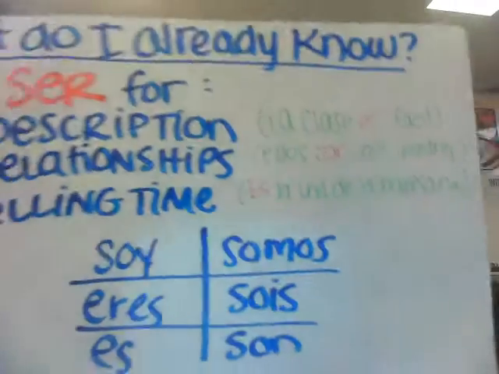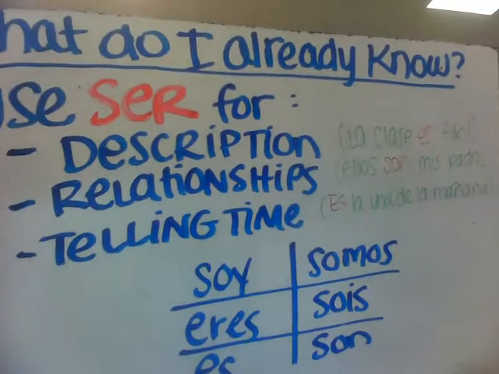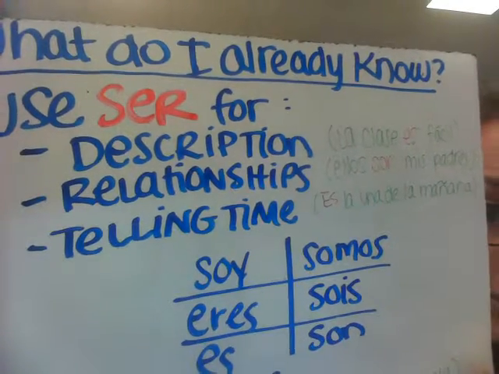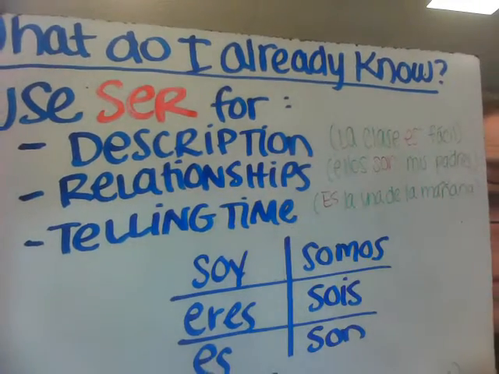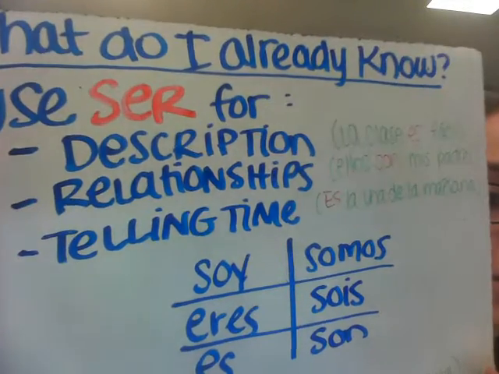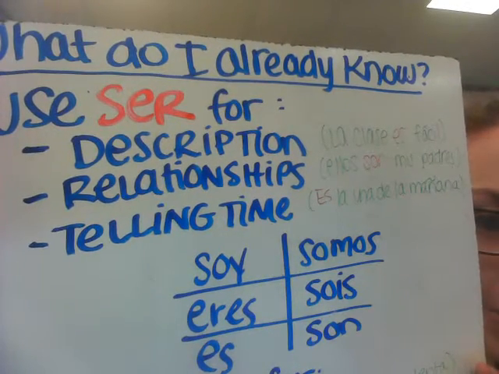Starting with ser. Okay, what do I use ser for? We already know that we use ser for description, like la clase es fácil. Okay, for the class is easy. We also use it for relationships, like when I talk about who's in my family, like ellos son mis primos. Or I think that says padres.